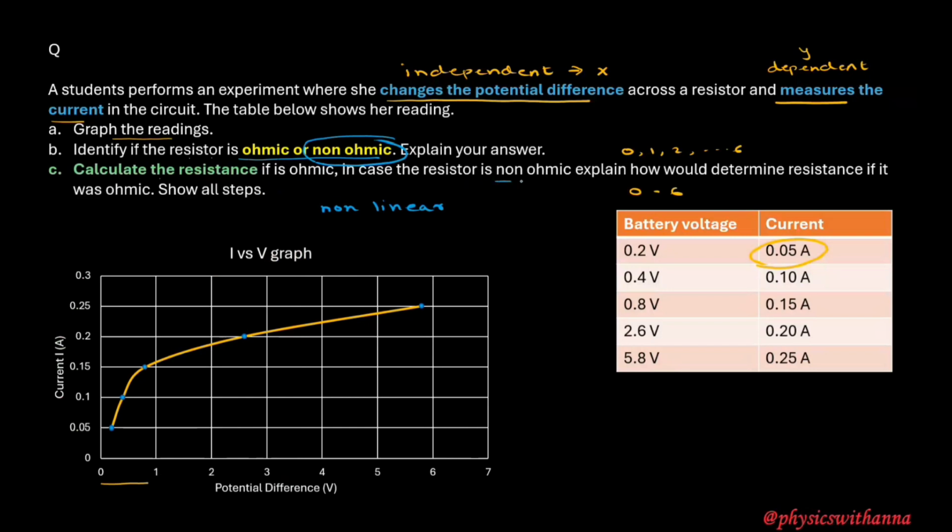In case the resistor is non-ohmic, explain how would you determine resistance if it was ohmic. How would I find resistance of this resistor if it was ohmic? So we follow the same step like the previous problem. This is an IV graph. Slope of the IV graph is 1 over resistance. So if I want to find resistance, I will take 1 over the slope. So we will first find slope of the graph, then take reciprocal of that slope to find the resistance R. So this is how you can determine whether a resistor is ohmic or non-ohmic by looking at their IV graphs.